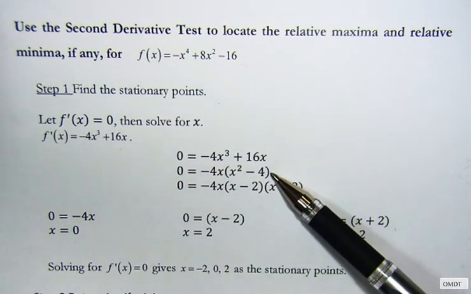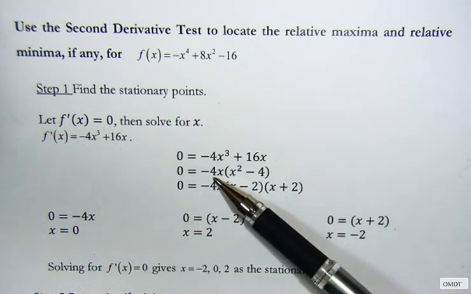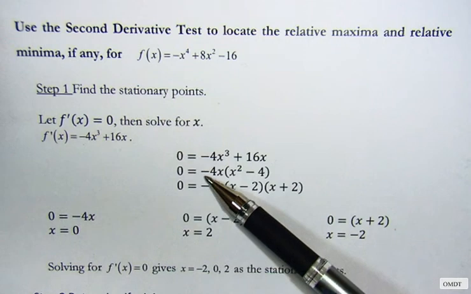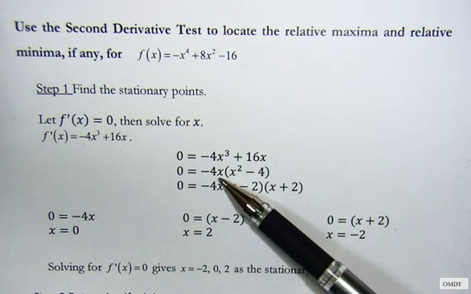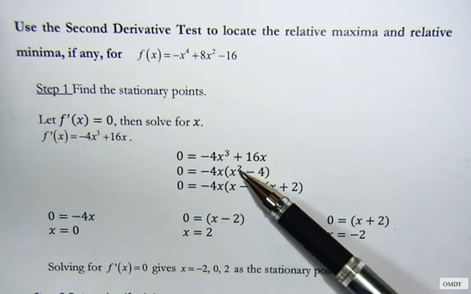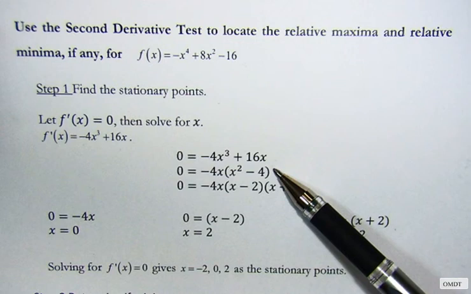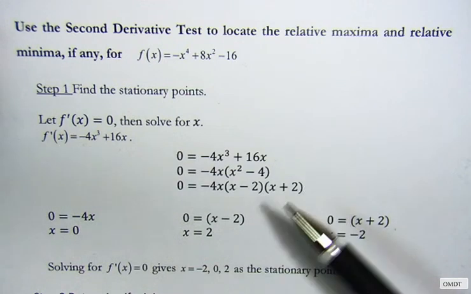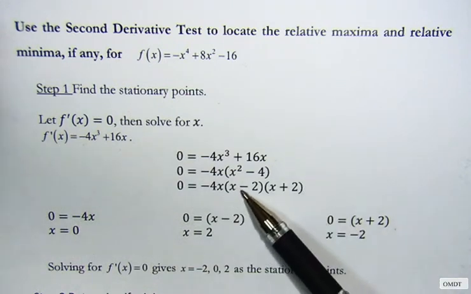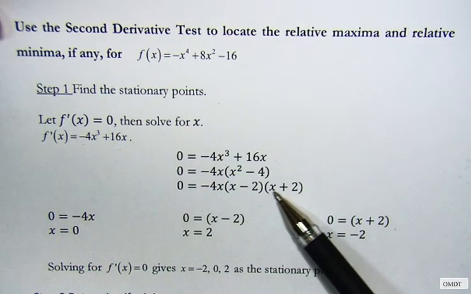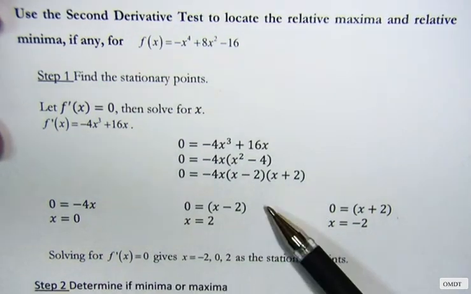To solve for x, we need to factorize. We can factorize using common factor. Our common factor is minus 4x, and in the bracket we have x squared minus 4. We see we can factorize what's inside the bracket further using difference of two squares. So if we do this, we get minus 4x, x minus 2 and x plus 2. So we have three factors.